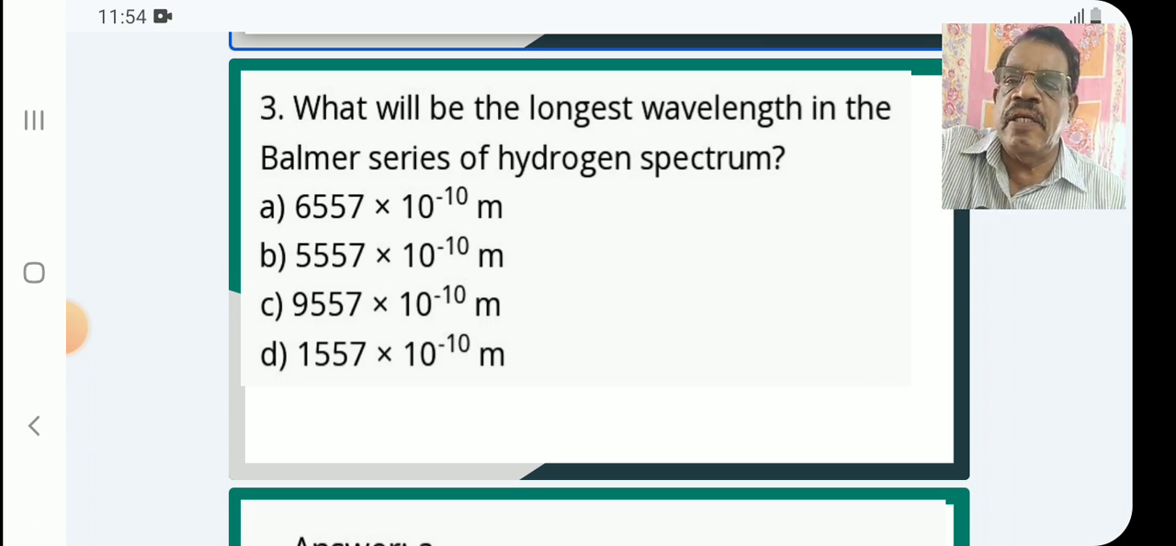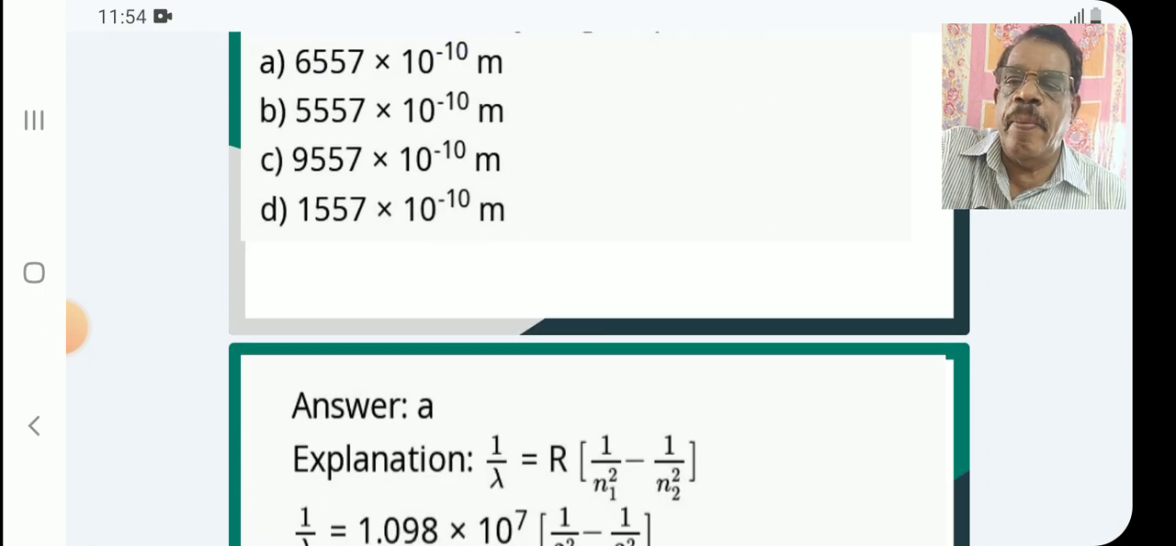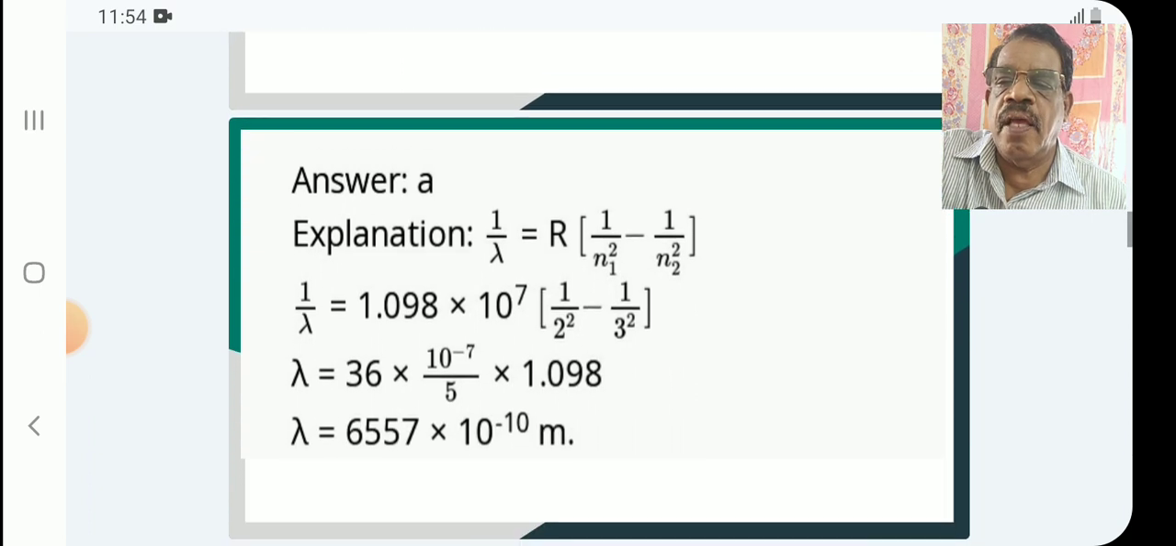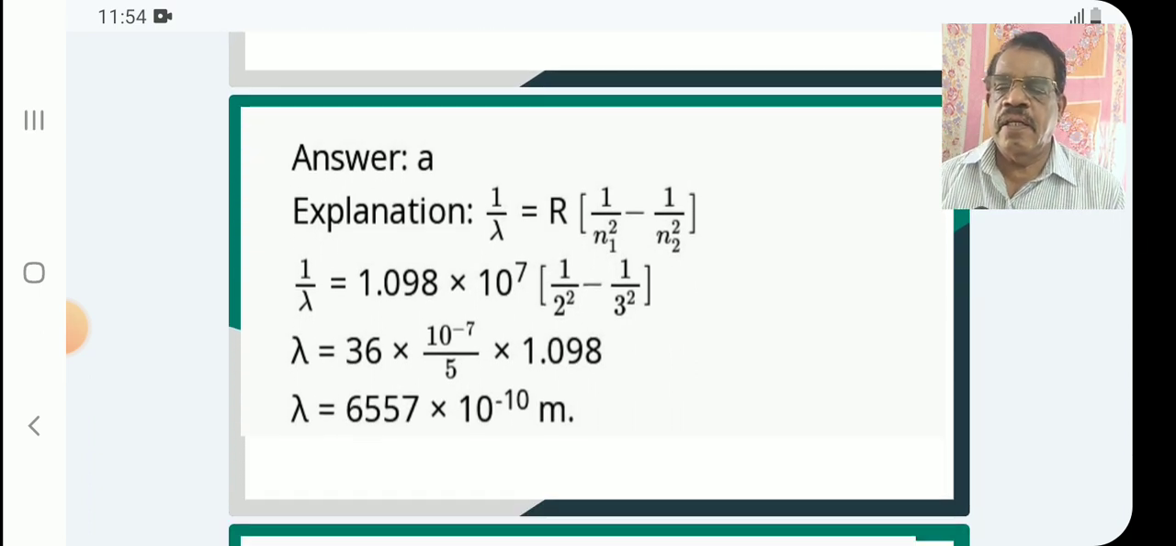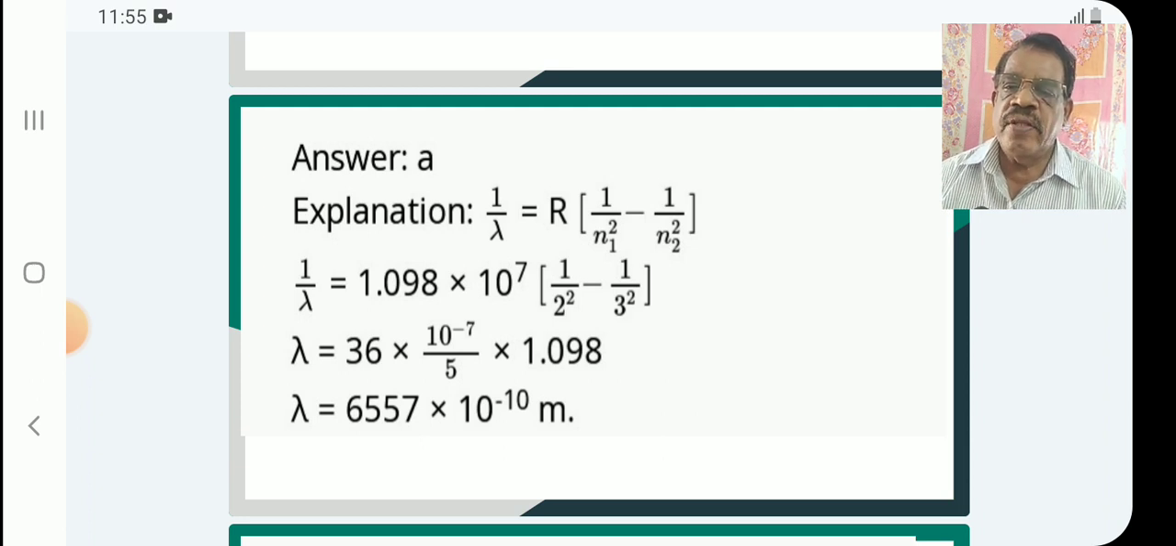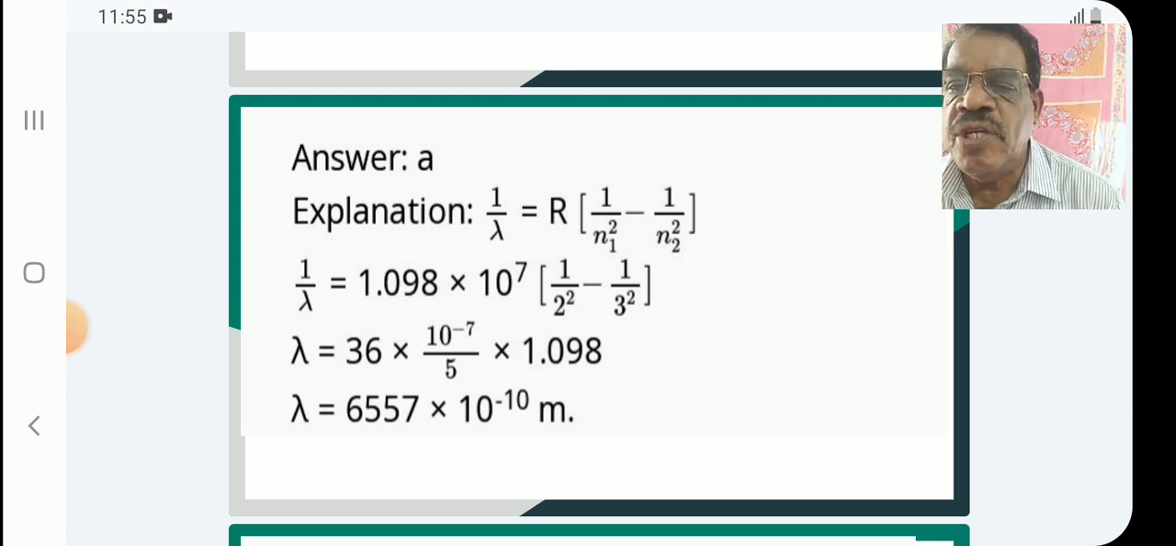The Balmer series is the visible region of the H atom spectrum. In the Balmer series there are the H alpha line, H beta line, H gamma line, and the most important line, with the maximum wavelength, is the H alpha line. That can be calculated by the equation 1 by lambda equals R into 1 by n1 square minus 1 by n2 square. For the H alpha line, n1 is 2, n2 is 3. On calculation, we get 6557 into 10 raised to minus 10 meter.